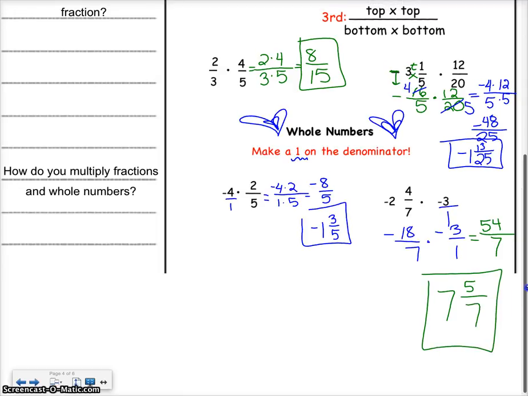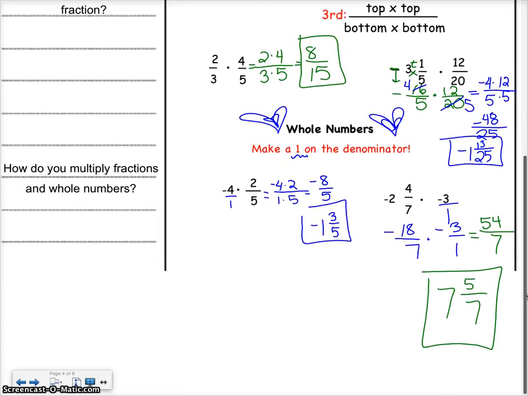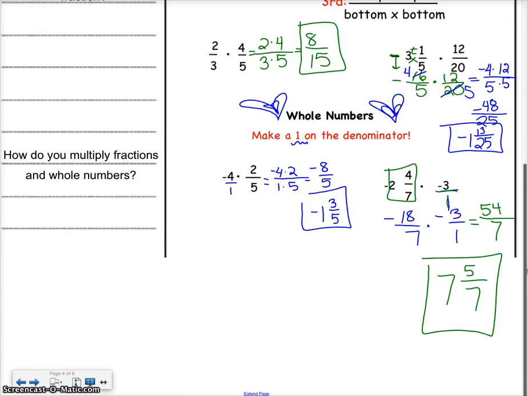So, just be careful. The gist of this is to make sure you turn any mixed number into an improper fraction. You put a 1 on the bottom of any whole number, and then of course you have to remember your integer rules when you multiply. If they're the same sign, like negative and negative, it turns to a positive answer. If they're different signs, a negative and a positive, like this first example, it turned to a negative answer. So be careful with your signs.